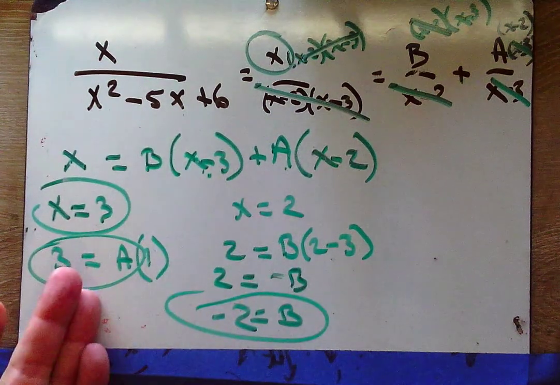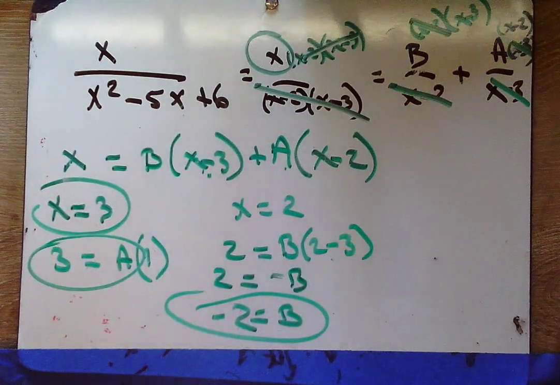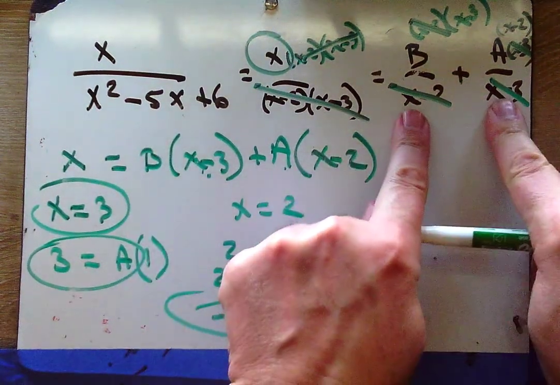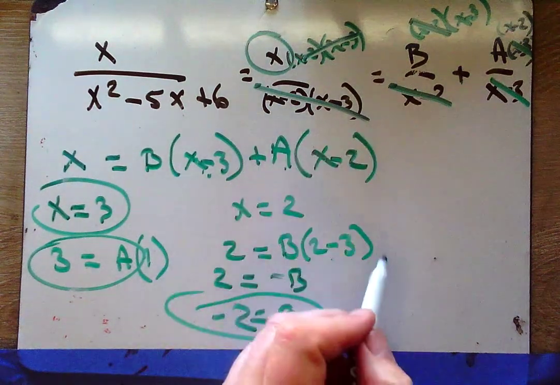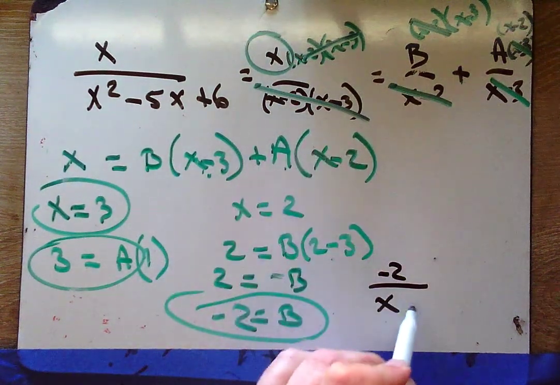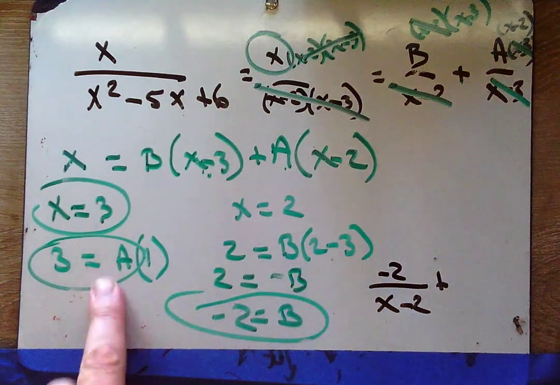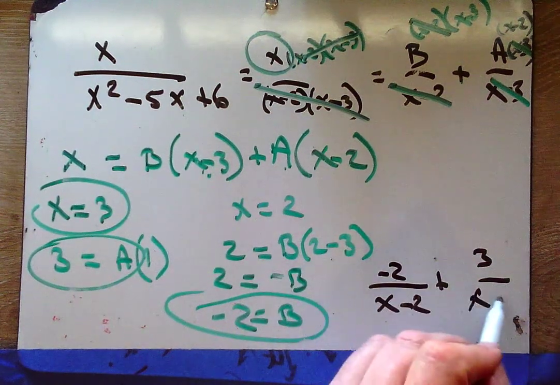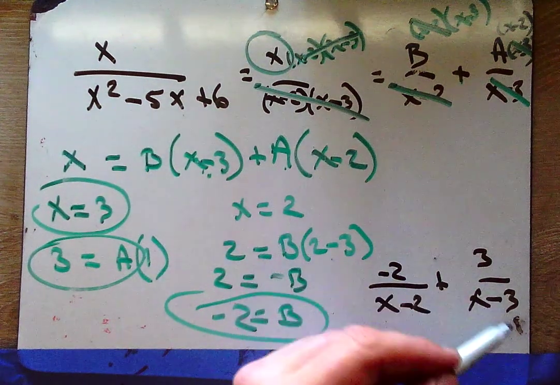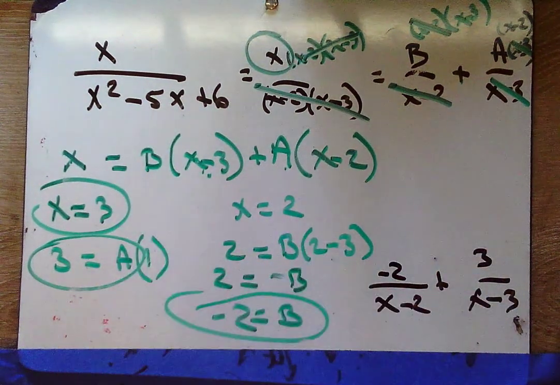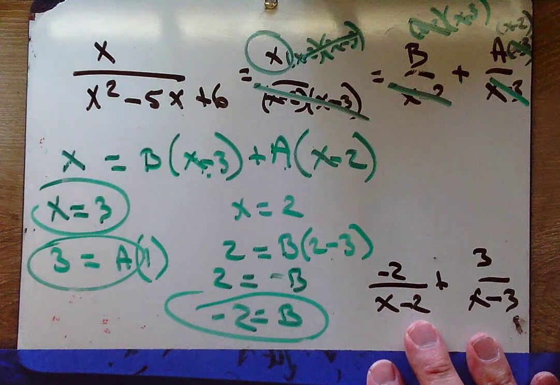Great. We know our a value. We know our b value. We can be almost done as soon as we take these and plug them back into the black expression here. Our b value is negative 2. So we had negative 2 over x minus 2. And our a value was 3 over x minus 3. Yeah, look, same sign, same number. Not same sign, same number. Please don't read anything into this. You'll just be sad if you do. There's my partial fraction decomposition.